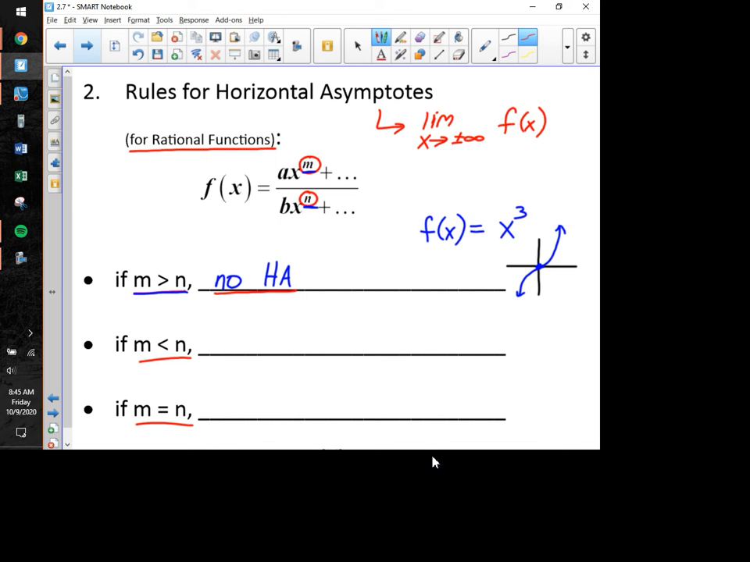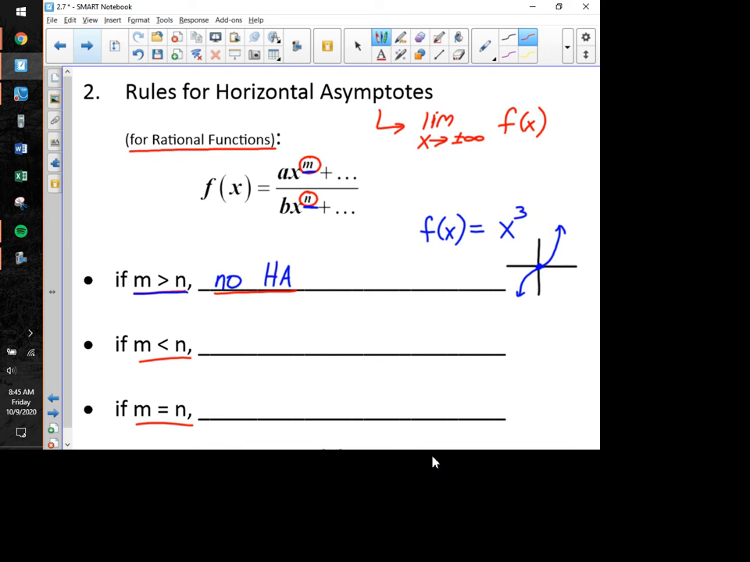You do sometimes end up with slant asymptotes, or it can even get worse. You can have weird things like parabolic asymptotes in this case right here, but those are not a limit as x approaches infinity or negative infinity. So what we have written here is correct. There is no horizontal asymptote when the degree of your numerator is greater than the degree of your denominator.